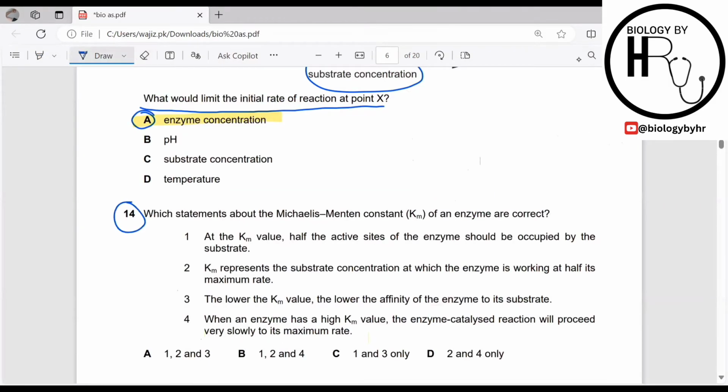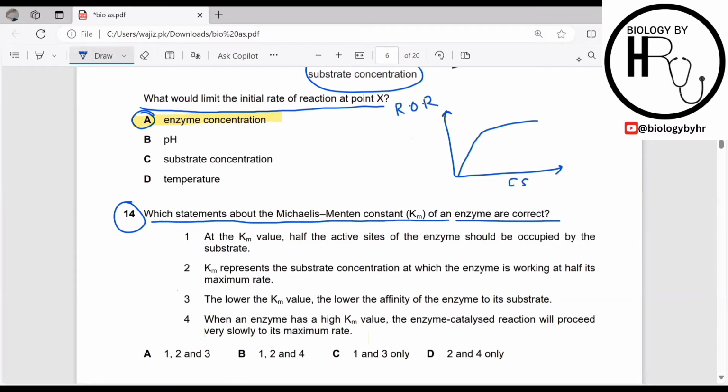Question number 14 is saying, which statements about the Michaelis-Menten constant Km of an enzyme are correct? If I draw a graph from which we can deduce the Michaelis-Menten constant Km, we know that the graph is between the rate of reaction and the substrate concentration, right? The maximum rate of reaction is termed as Vmax, and half Vmax is basically the Km. So we can say that Km is the substrate concentration at half Vmax.